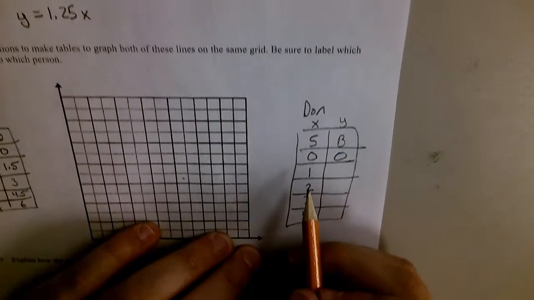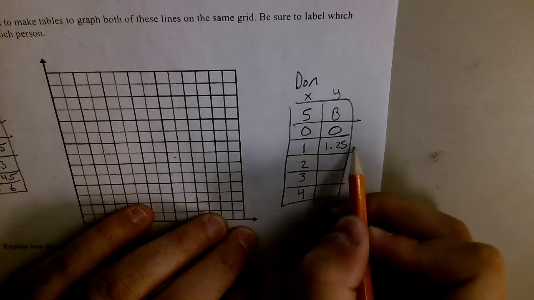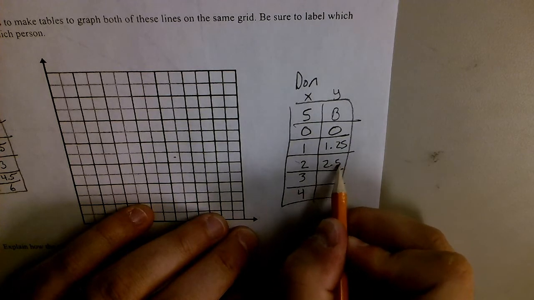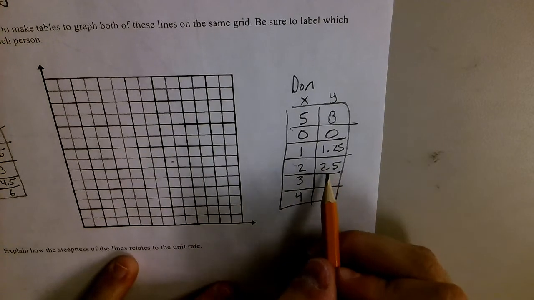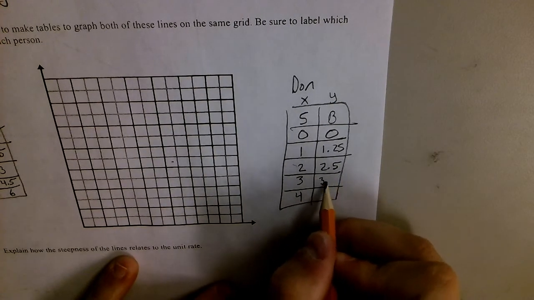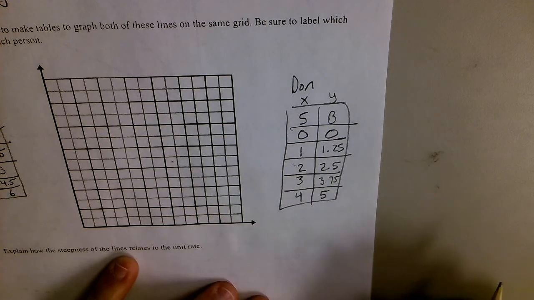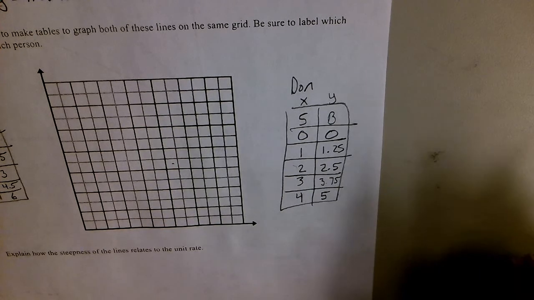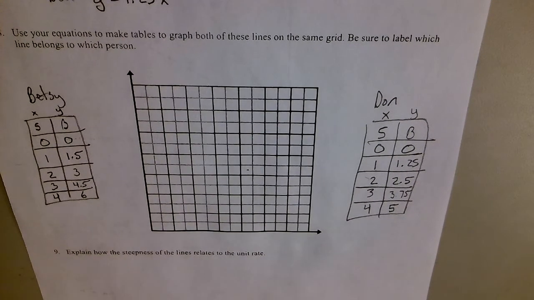If he uses 1 cup of strawberries, we decided he used 1.25 bananas. So that's going to be our unit rate, and since this is going up by 1, we can just use that over here. So 1.25 times 2 is 2.5. And then up again would be 3.75. And then lastly, what he did for his smoothie was he used 4 cups of strawberries and 5 bananas. So now what we can do is we can make our graph.